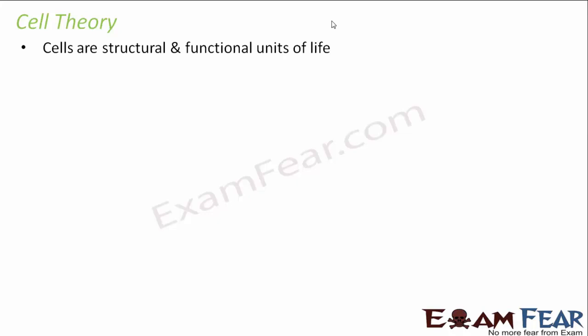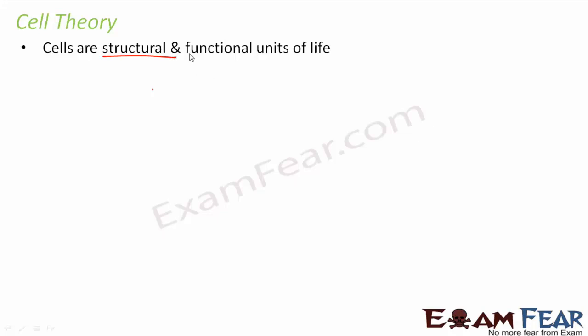What does the cell theory actually say? Now, cell theory says the first thing, that cells are the structural and functional units of life. So, what do I mean by structural and functional unit of life? When I say structural unit of life, that means the structure of the living organism. Life means any living organism. So, the structure of every living organism is made up of cells. The example which I told you, like all the bricks together constitute the house. Similarly, all cells together construct the structure of a living organism. Therefore, cell is the structural unit of life.